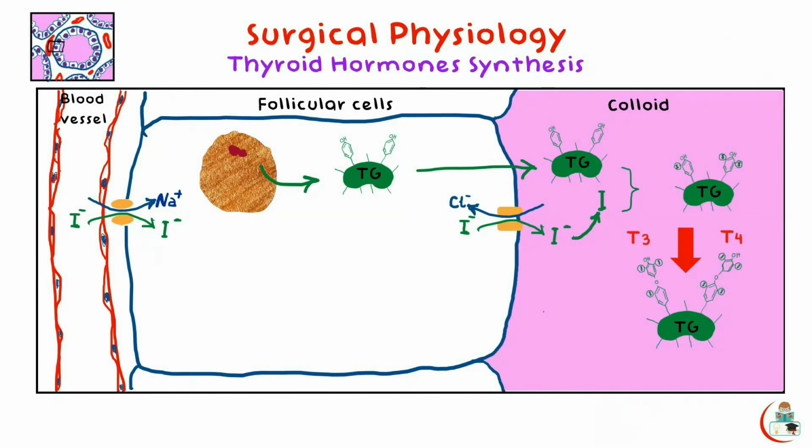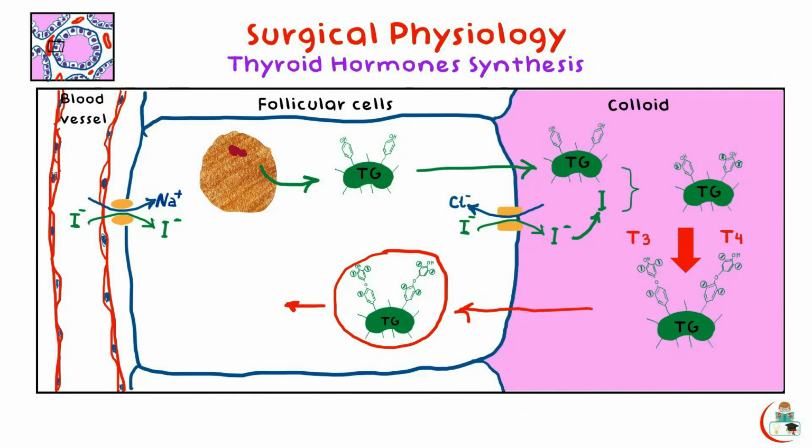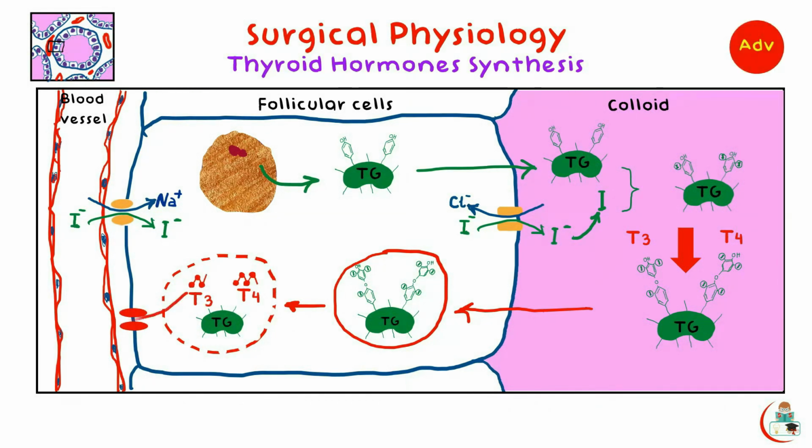When the gland starts to secrete thyroid hormones, thyroglobulin with the attached hormones enter the follicular cells by a process of endocytosis. Inside the cells, thyroid hormones are cleaved out from the thyroglobulin and released into the bloodstream. Mostly thyroid hormones in the bloodstream are bound with the plasma proteins with little fraction as free form, which is biologically active.